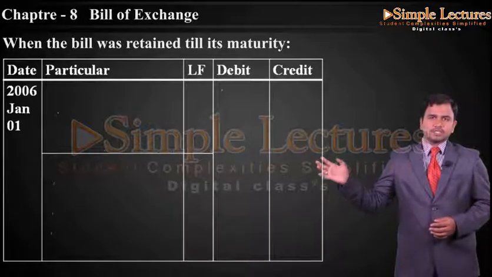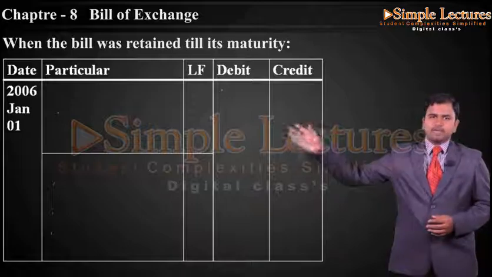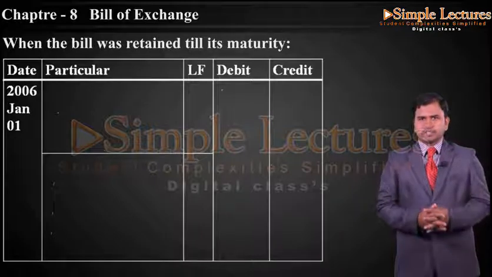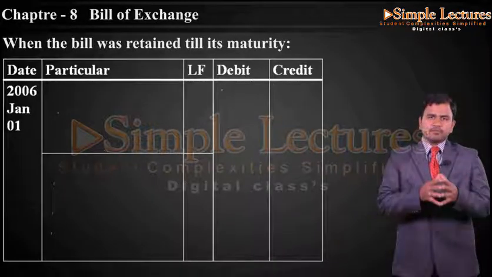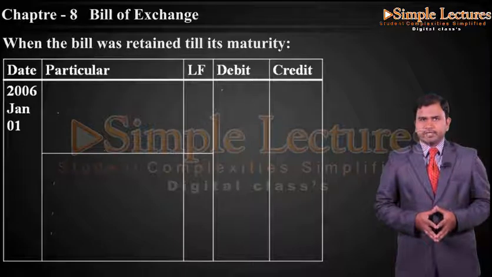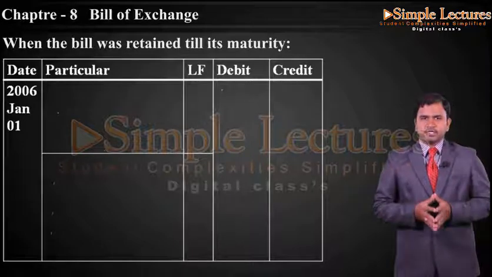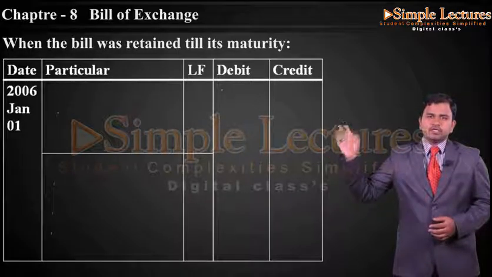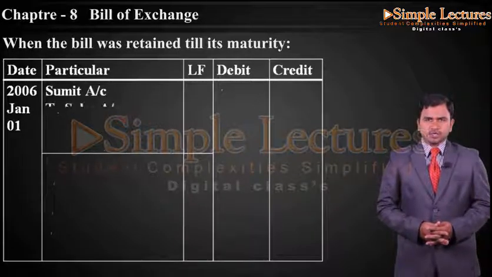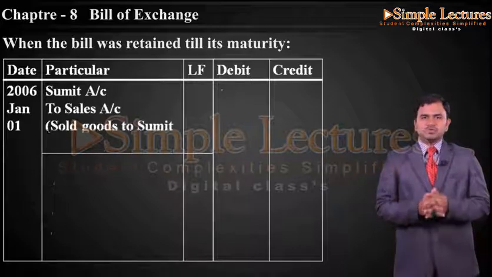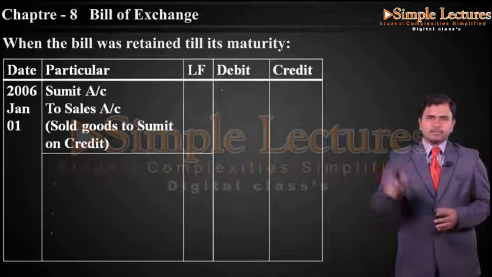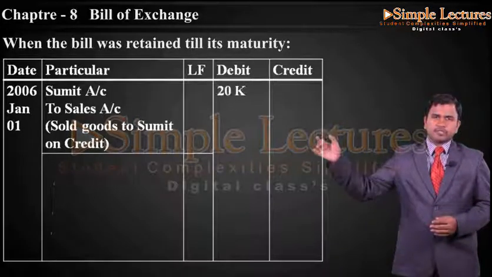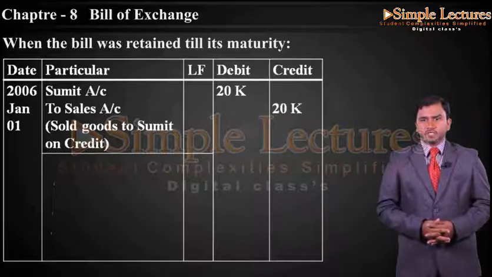Before passing the journal entry, let us take the format here: date, particulars, ledger folio, debit amount and credit amount. The first entry will be when the bill was retained till its maturity. First we show the credit sale entry on Jan 1st 2006: Sumit account debtor to sales account, and the narration will be goods sold to Sumit on credit. So Amit has sold the goods to Sumit on credit basis. Debit amount 20,000, credit amount 20,000.